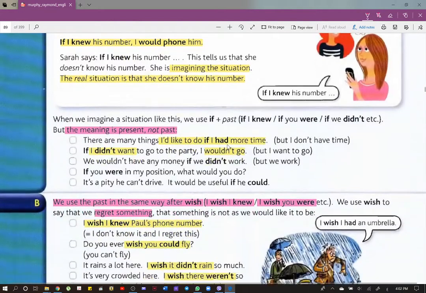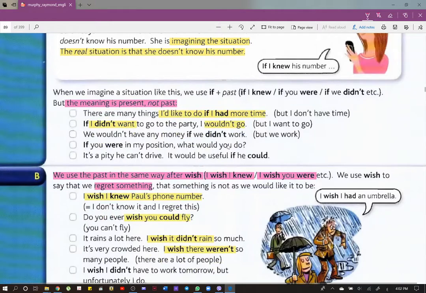It does not mean that we are talking about the past time. It has nothing to do with the past time. This is a present. In both cases, we are talking about the present. So we say, I wish I knew, but now. I wish you were, but now. Okay? So the idea here is to express regret.